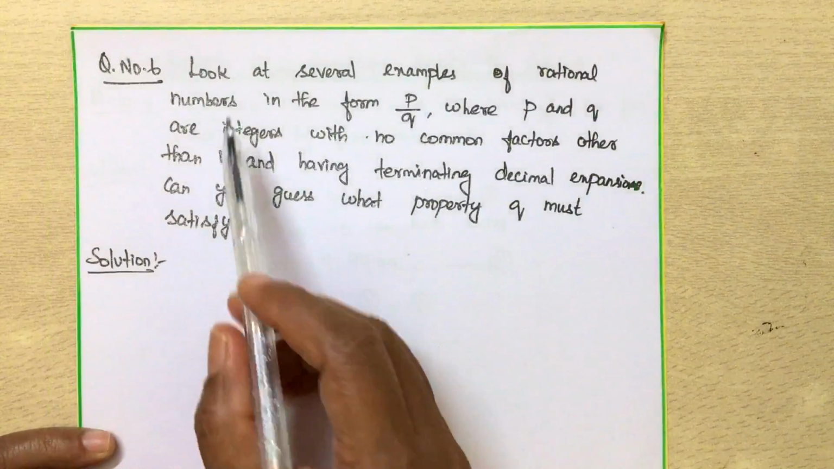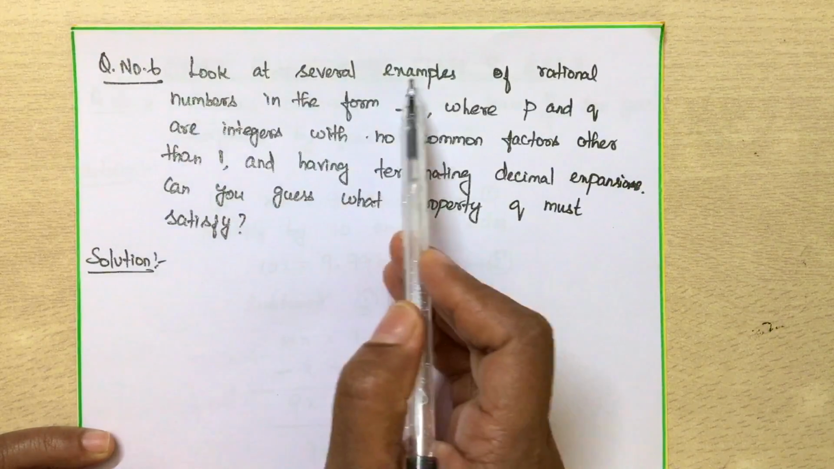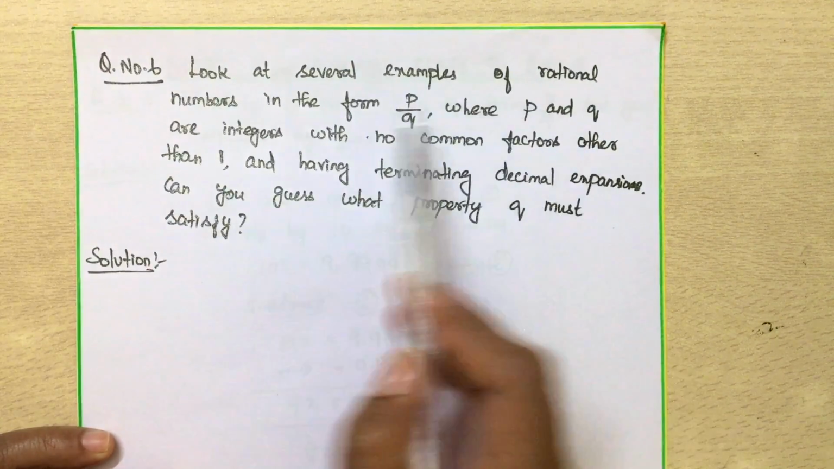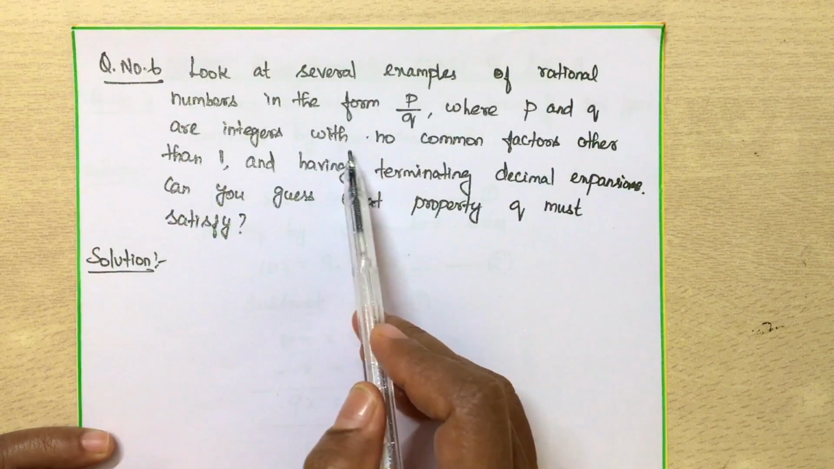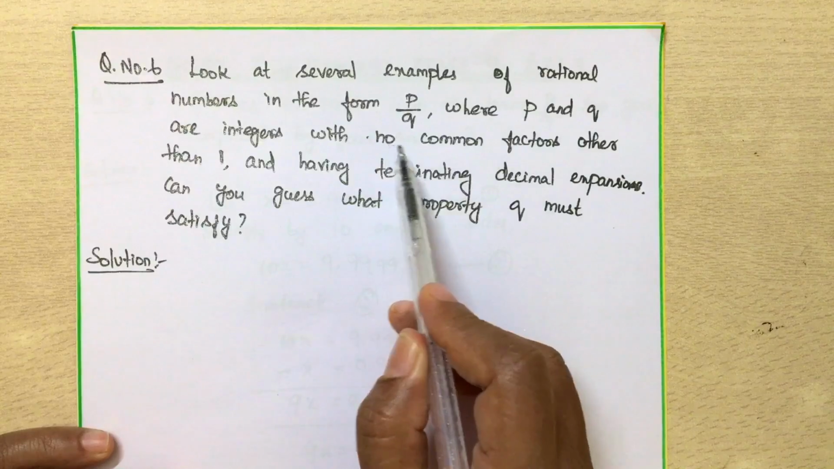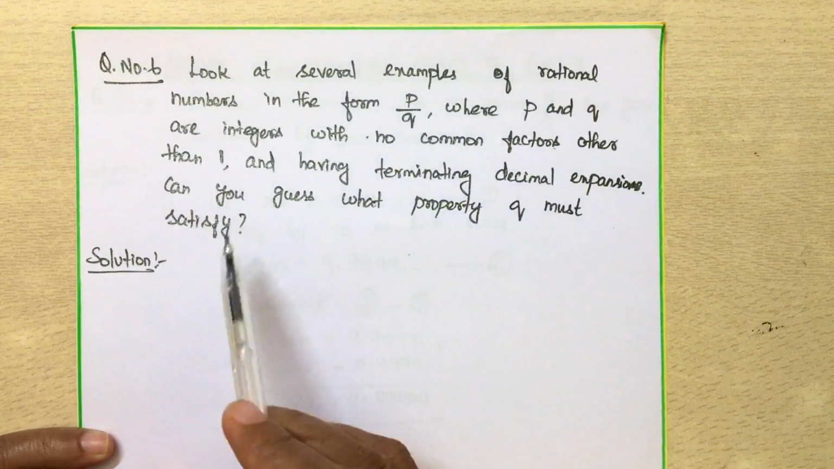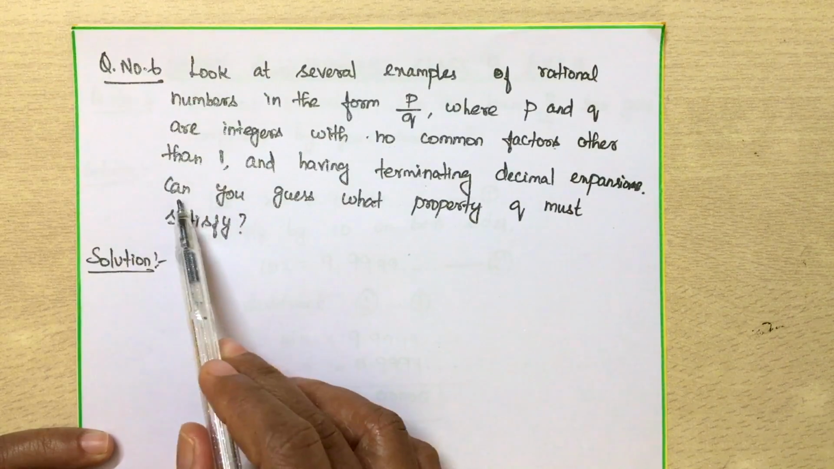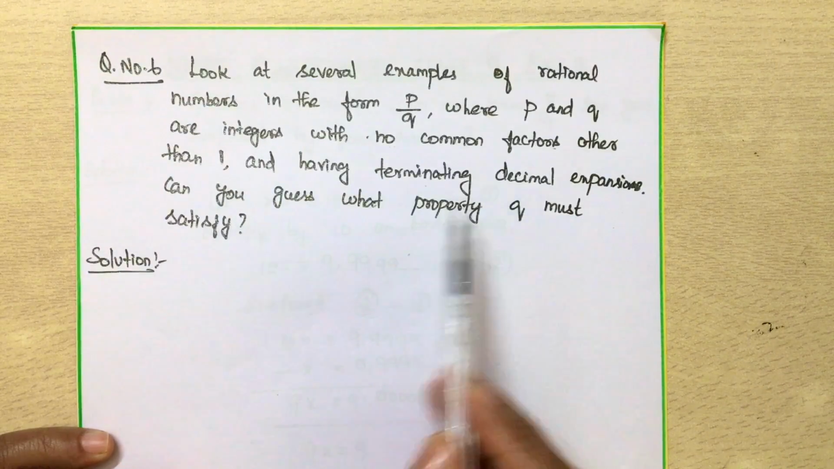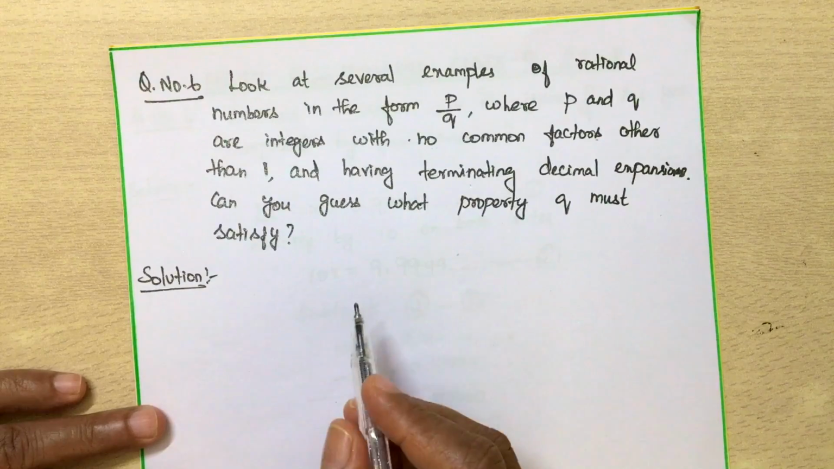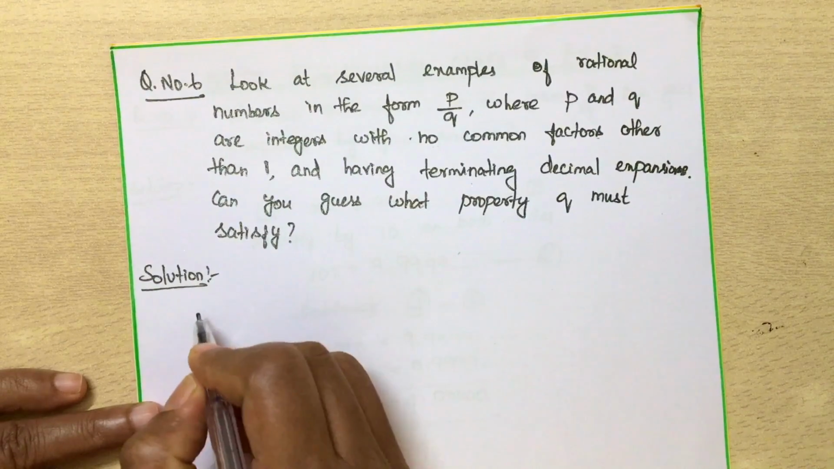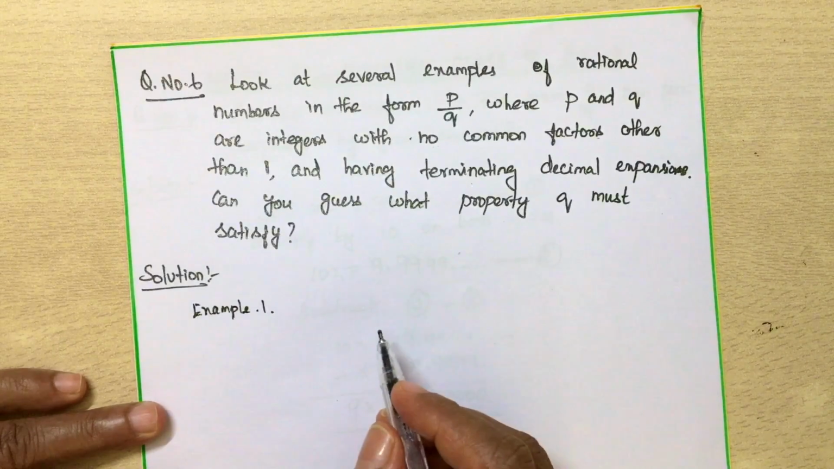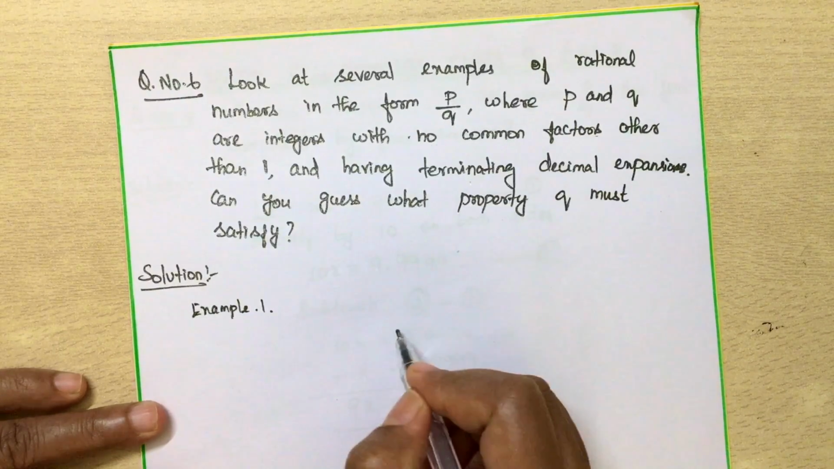Question number 6. Look at several examples of rational numbers in the form p by q, where p and q are integers with no common factors. This is important. Other than 1, and having a terminating decimal expansion, can you guess what property q must satisfy? Let me explain this by giving examples. That is the first example. Let us take this number, that is 2 by 5.